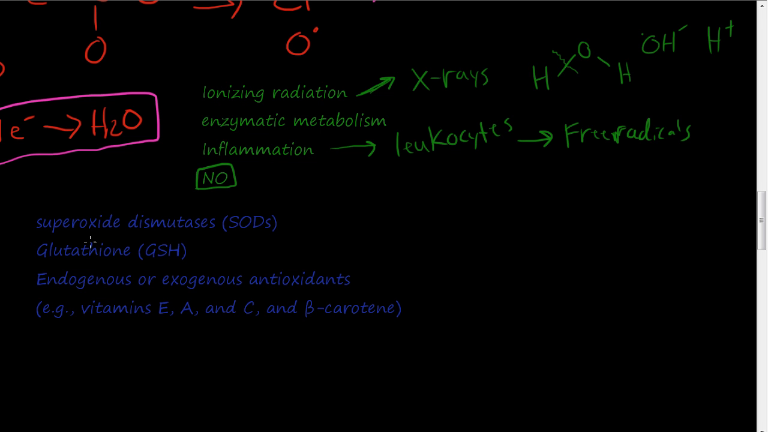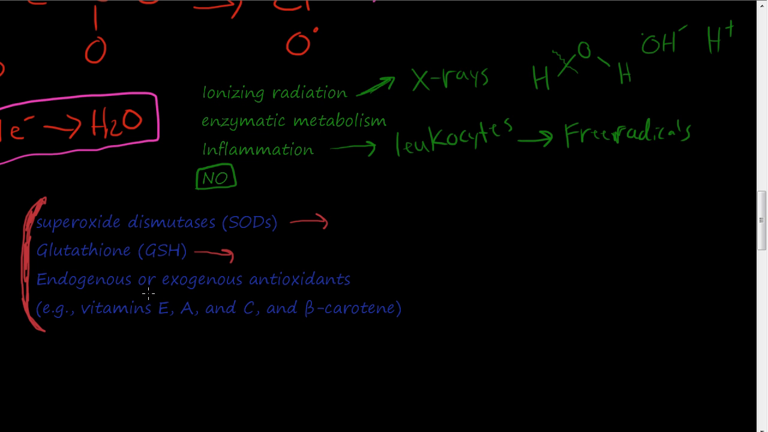Here are three categories or three concepts that need to be explained to help destroy those reactive oxygen species, those free radicals. So superoxide dismutase takes care of and destroys the reactive oxygen species. Glutathione, now these are all produced by our bodies. Glutathione is also inside our cells to help take care of free radicals, so they destroy free radicals.